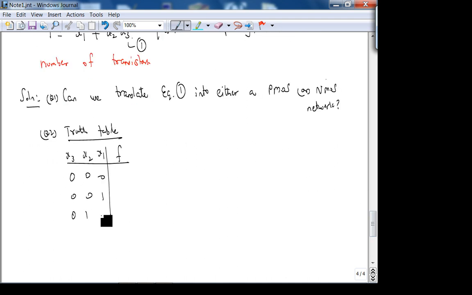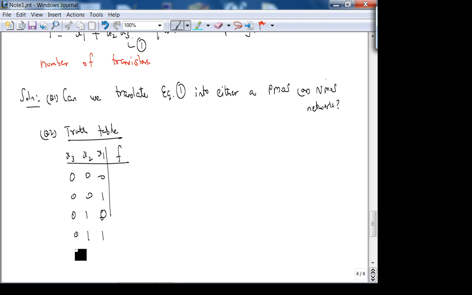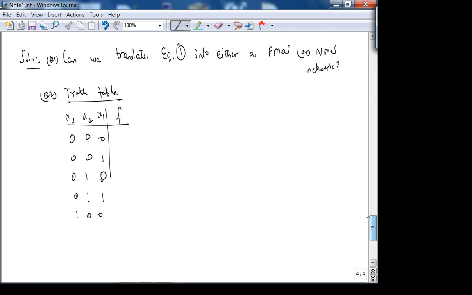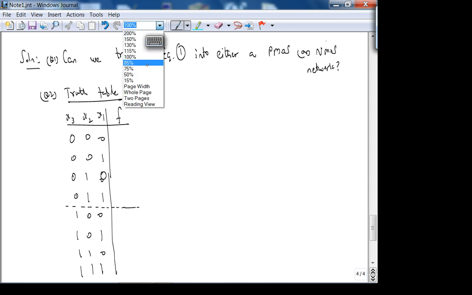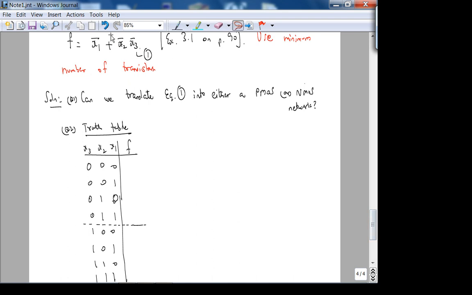Actually, doing the truth table might help. How much time do I have? 5 minutes. 0, 1, 1, 1, 0, 0, 1, 0, 1, 1, 1, 1, 1, 1. Let me zoom out. There is our expression. So let me do one entry and then we'll call it a day. You try it and we'll revisit it in our next lecture. I think Wednesday.